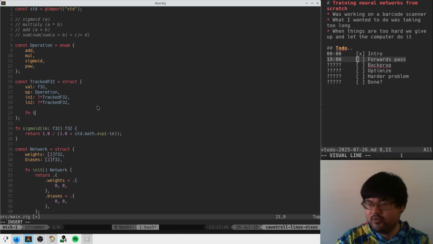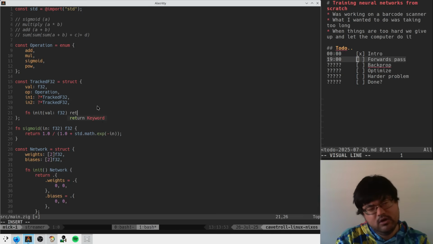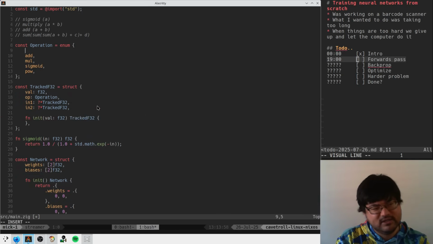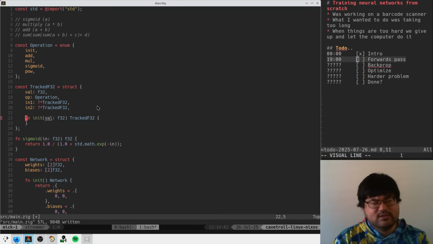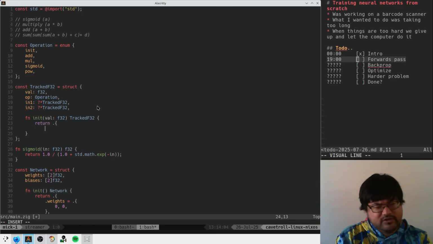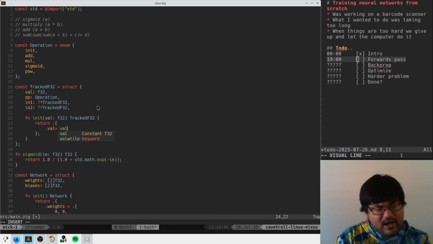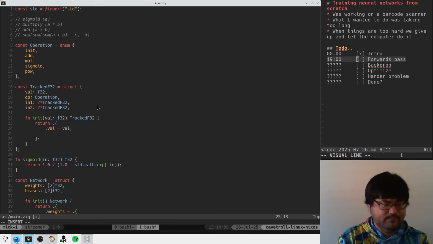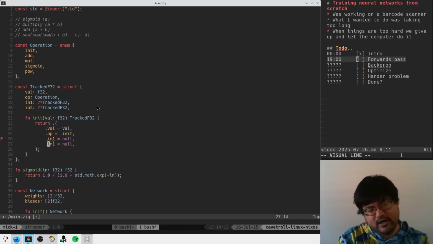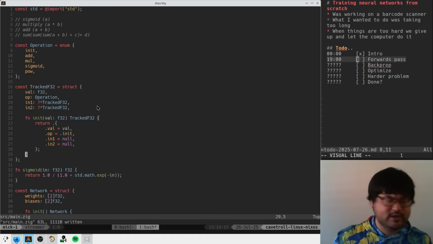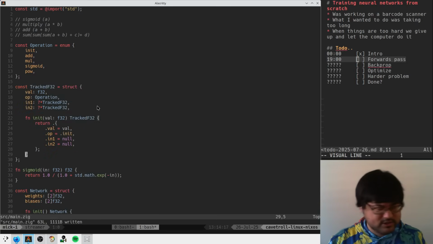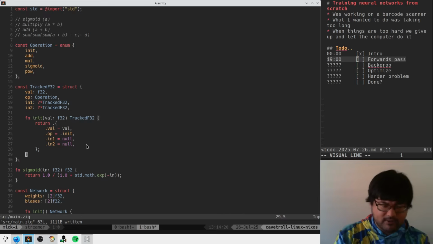And so now all we need to do is say, how do I make this thing? So init from val, where val is an F32, gives me one of these guys, and I guess we have init as one operation here as well. I think that's reasonable. So I have val is val, op equals init. We have in1 is null and in2 is null in this scenario because there are no inputs to initialization. This value just came from nowhere.